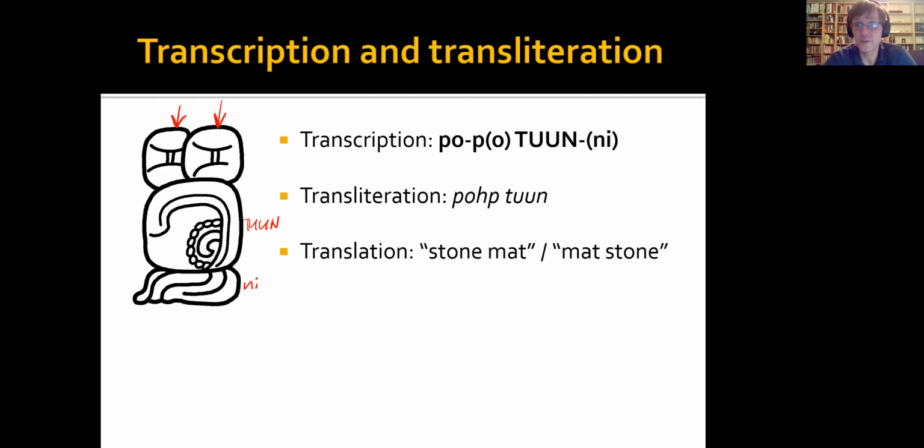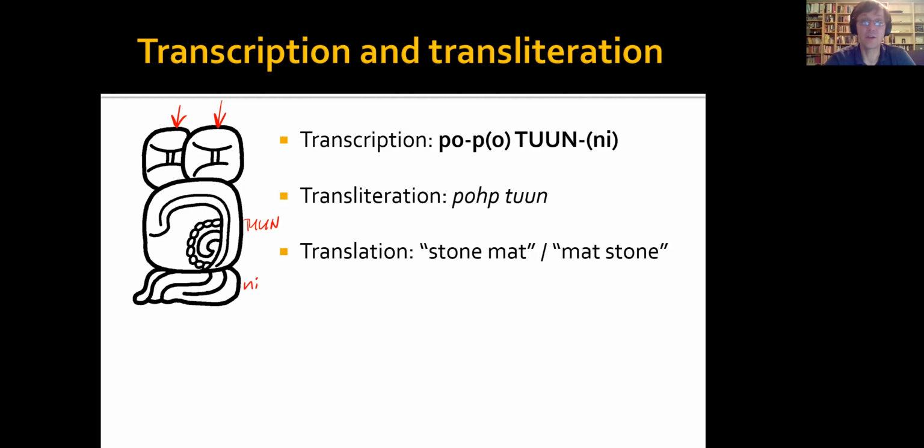The transliteration of that would be pochtun. We know that that soft h sound is essential. It has to be there, but it's not indicated in writing. Maya writing does not indicate this inner h sound, so it is reconstructed. It's another layer of interpretation that we have to add. And then we decide how we want to translate it, say stone mat or mat stone. Poch means a reed mat, and tun means rock.